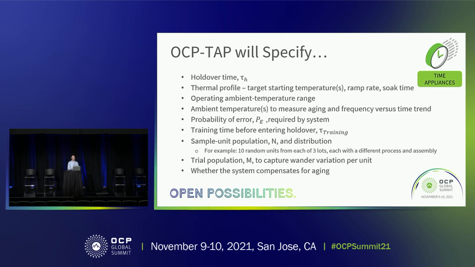And then there's also a trial population. So not only is there a sample unit population, there's a trial population. Because if we were to measure one device over and over and over and over, we're going to get different answers, because there's a random event when we're characterizing frequency stability. So we're going to capture those random events using capital M. And then finally, some systems compensate for daily aging. And if they do, then we need to know that so that we're not counting that against the oscillator. So these are the inputs. The inputs will enable us in the methodology to ensure an apples-to-apples comparison.